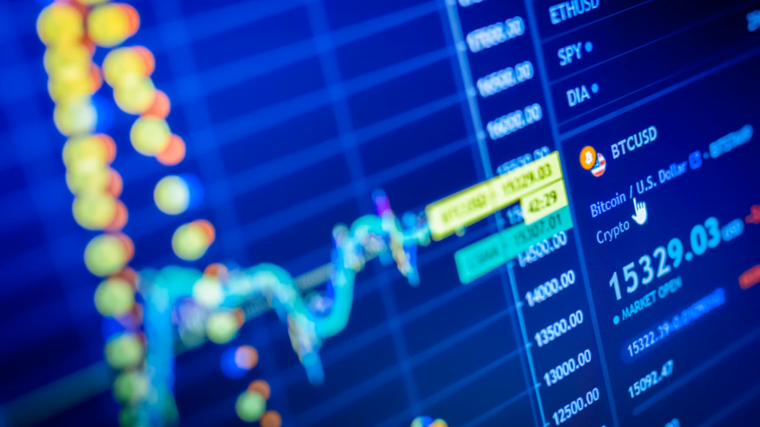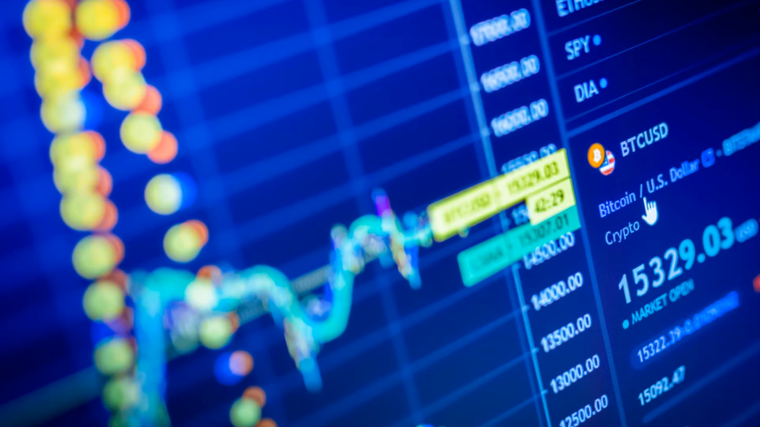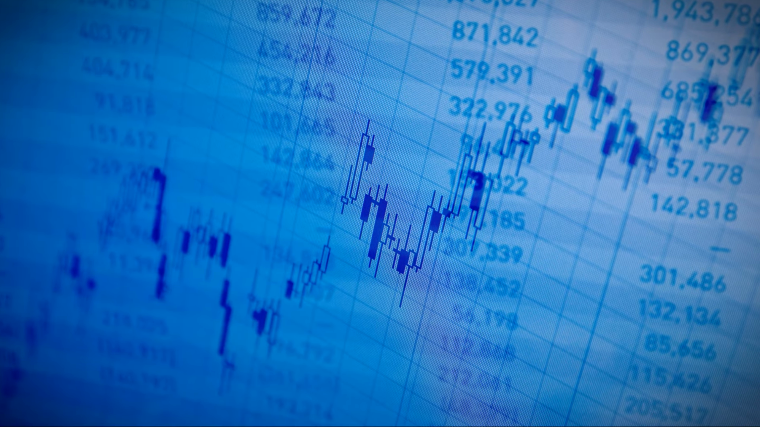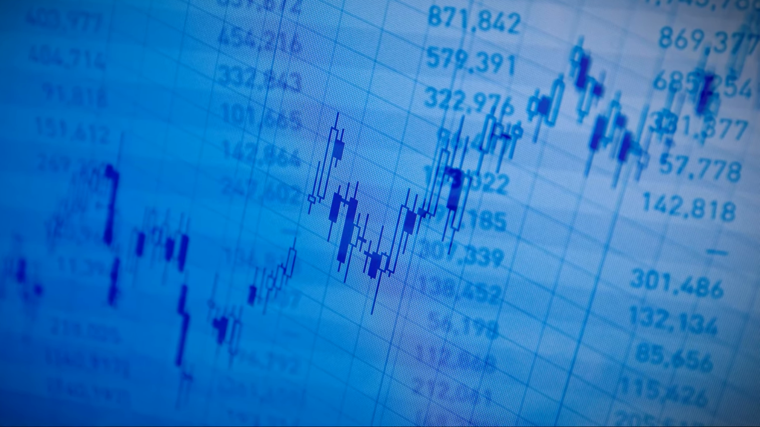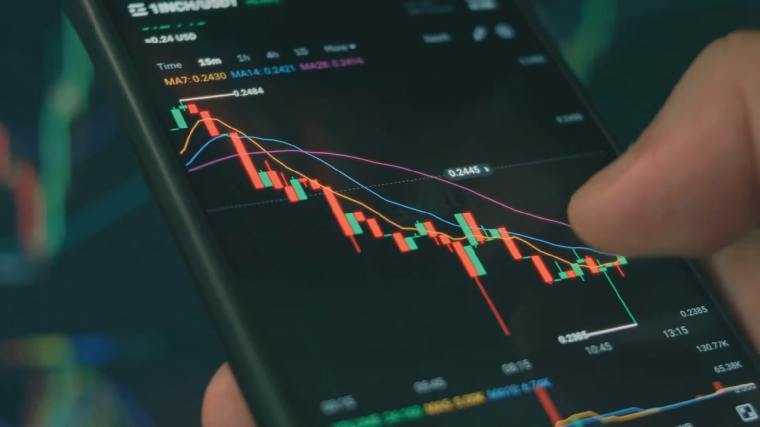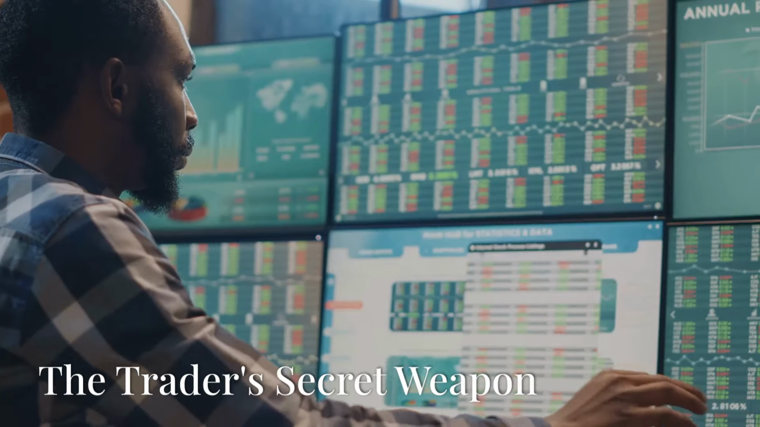Another benefit of moving averages is that they can help you identify the overall trend of the market. When the price is above a moving average, it suggests that the market is in an uptrend. Conversely, when the price is below a moving average, it suggests that the market is in a downtrend.